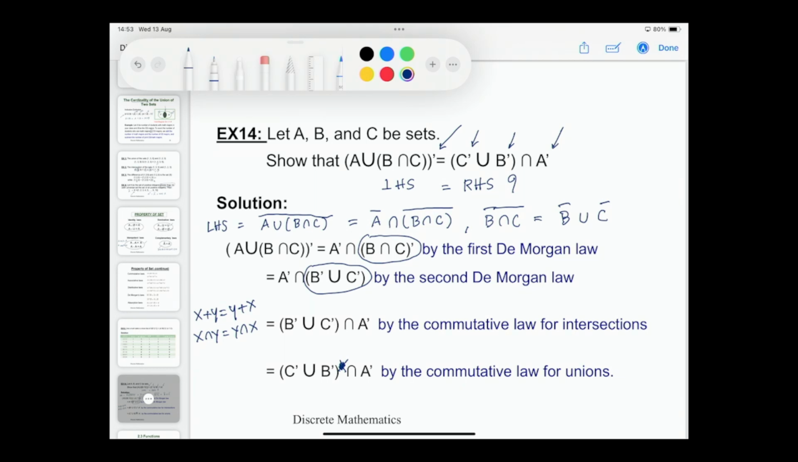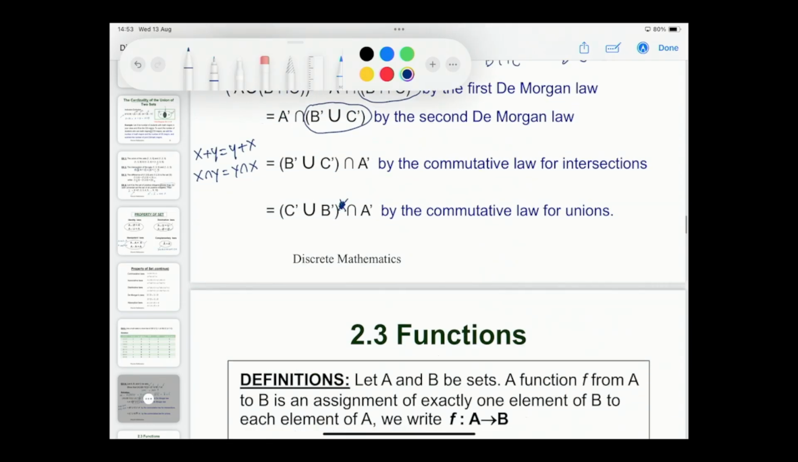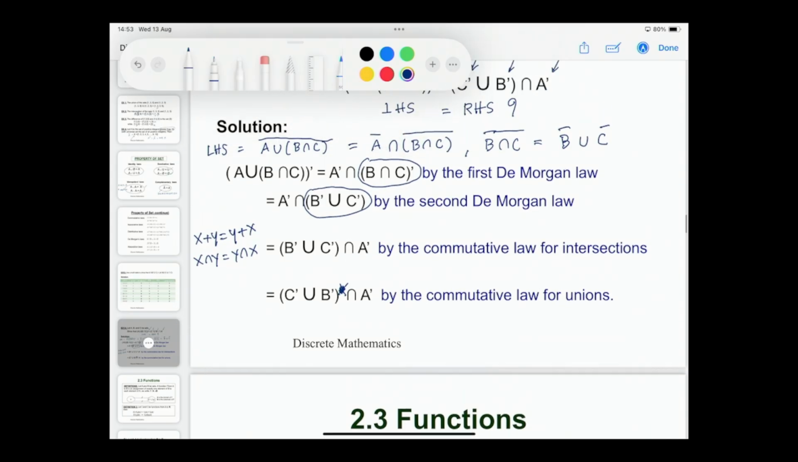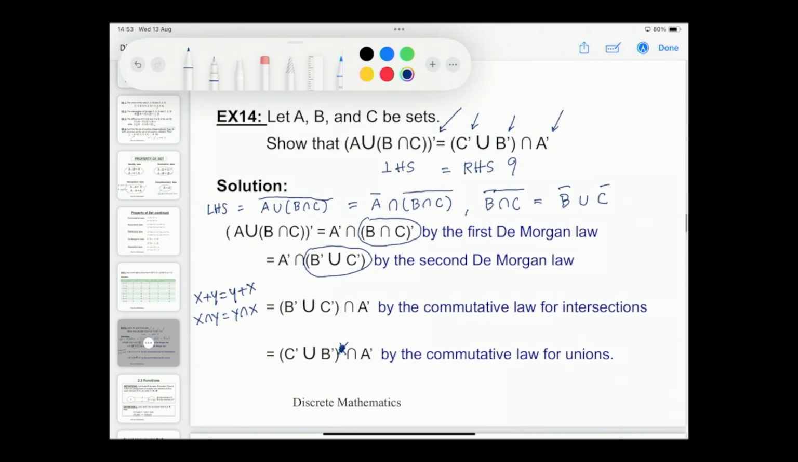Okay, so by doing this, we can prove or disprove the given statement or operation, right? Or we can use a Venn diagram to do that too.